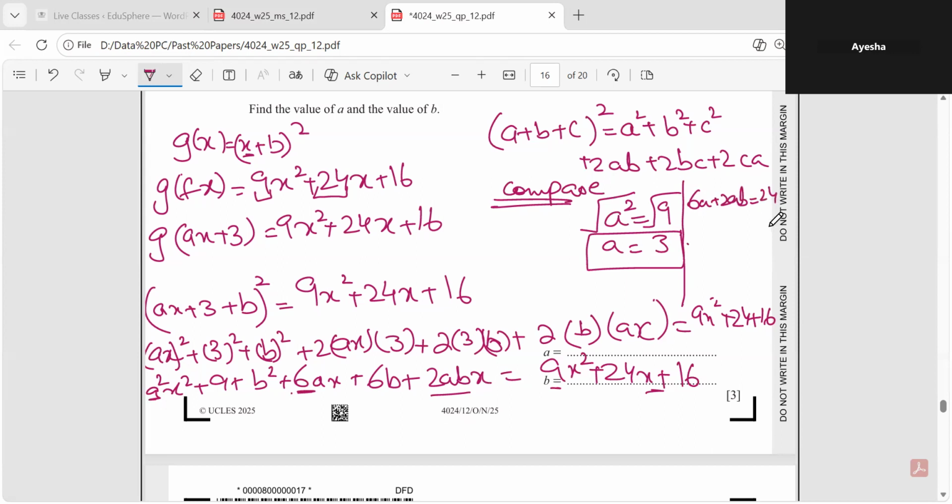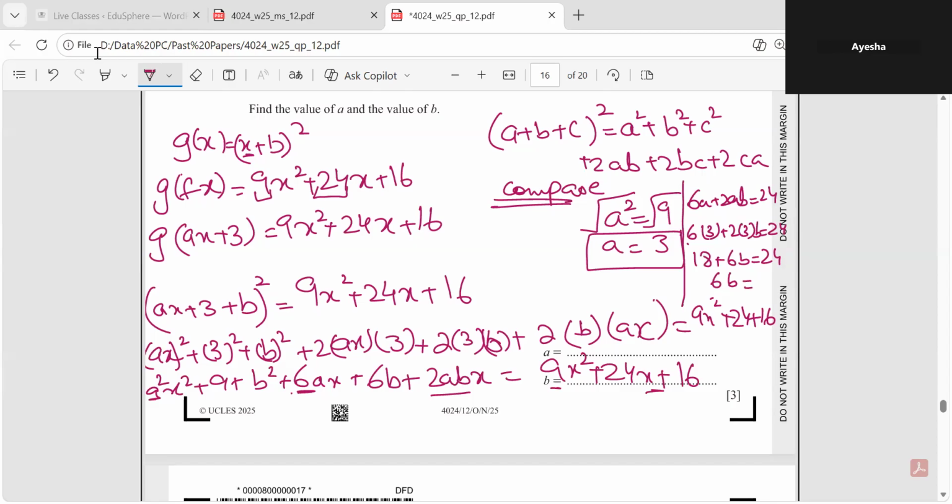So for this, we can do what? Because we have already gotten the value as a, which is 3. So I'm going to replace 3. So 6 times 3 plus 2 times 3b is equals to 24. So here 6 3s are 18 plus 2 3s are 6b equals to 24. So 6b is equals to 24 minus 18.